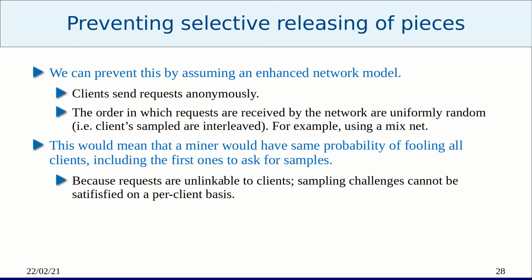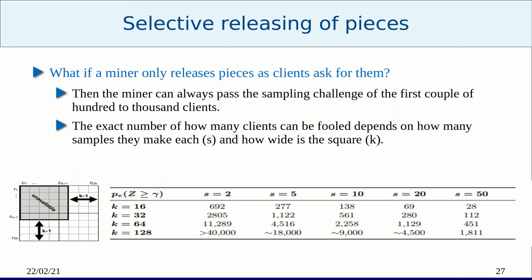But this can be prevented if you assume an enhanced network model where clients can send requests anonymously, and those requests are received by the full nodes, block producers and miners in a uniformly random order. One way you can achieve this, for example, is using a mixnet. What this effectively does is make it impossible for the full nodes and the miners to link specific sample requests to specific light clients. And so you cannot fool specific light clients into thinking the block is available when it's not, just because they were the first 2,000 light clients, for example.